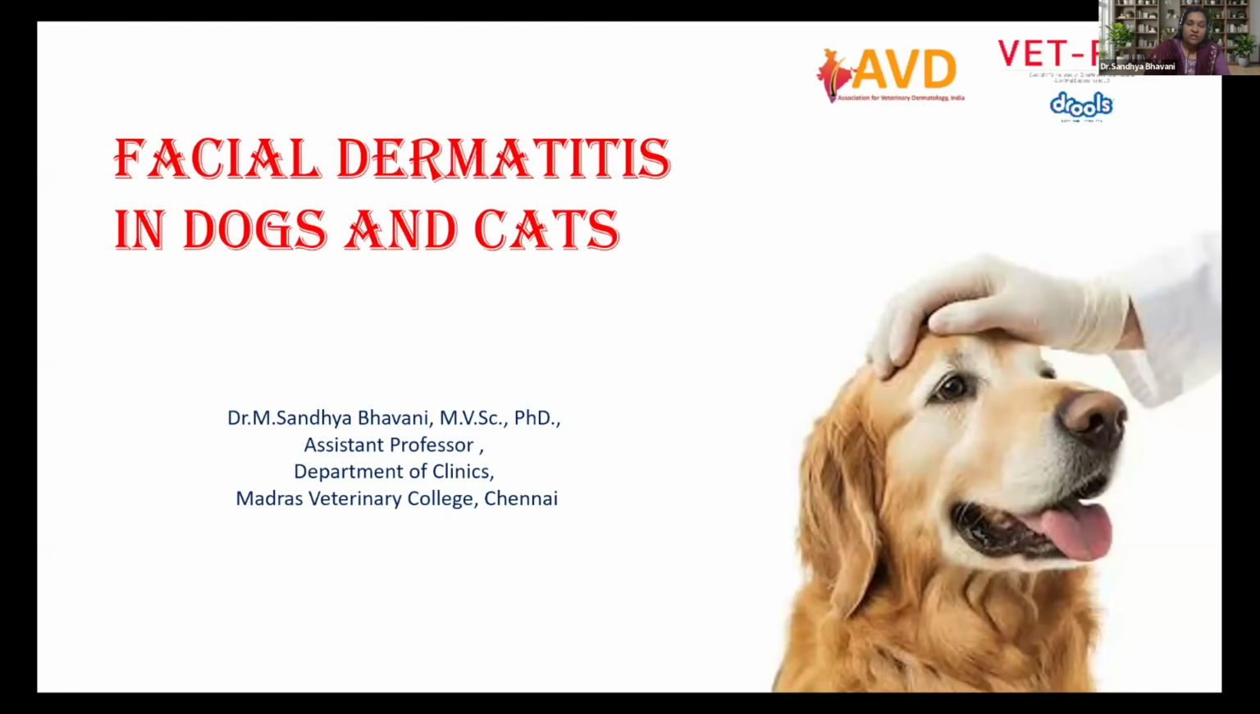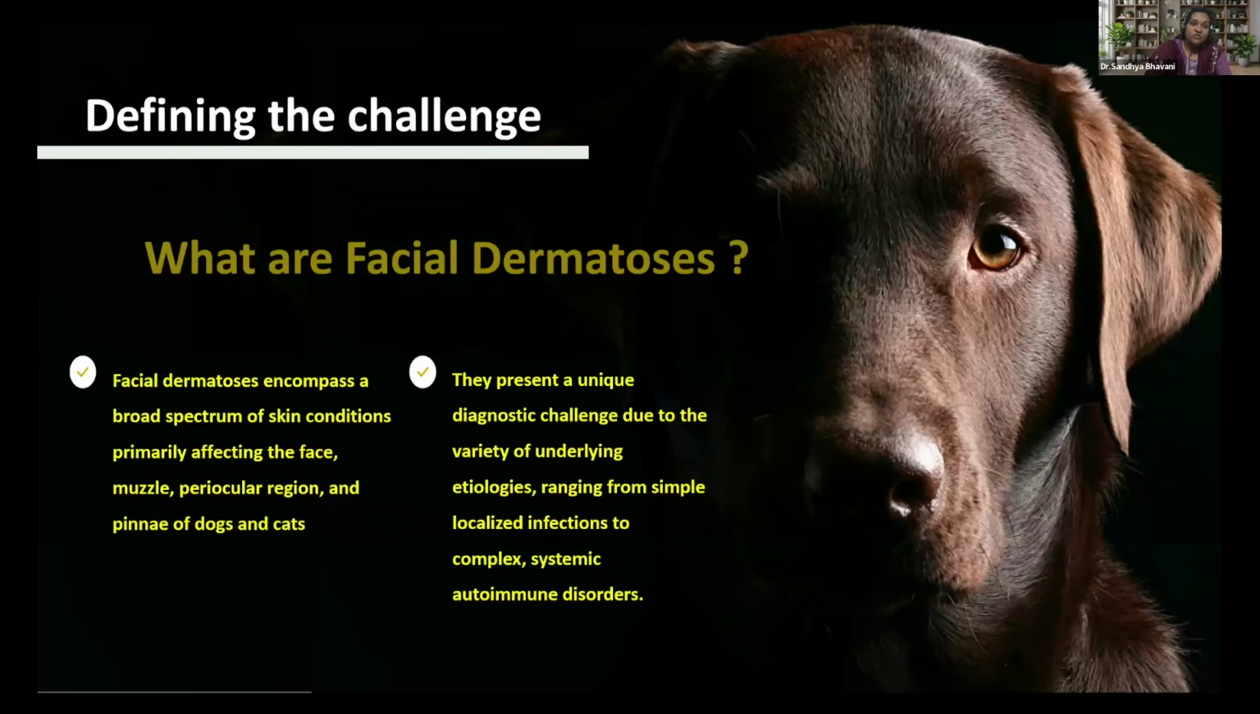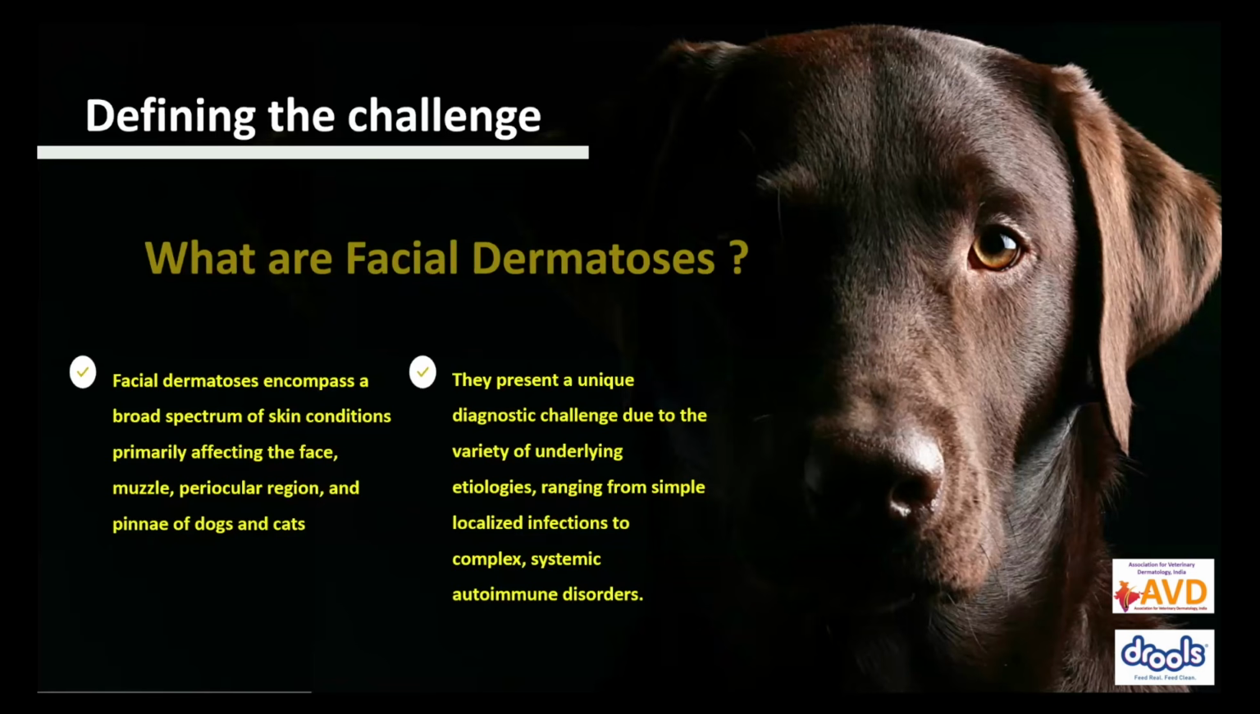So before we talk about the actual diseases, first we need to know what is facial dermatosis. Facial dermatosis is a skin condition which affects the skin of the face. Face in this sense means the eyes, around the eyes, the periocular area, perioral area, muzzle area, nasal planum, and the ears will be affected. In case of cats, even the head and neck region is also affected. So this presents a unique diagnostic challenge because the underlying etiologies are varied. It varies from a simple localized infection to a complex autoimmune disorder.